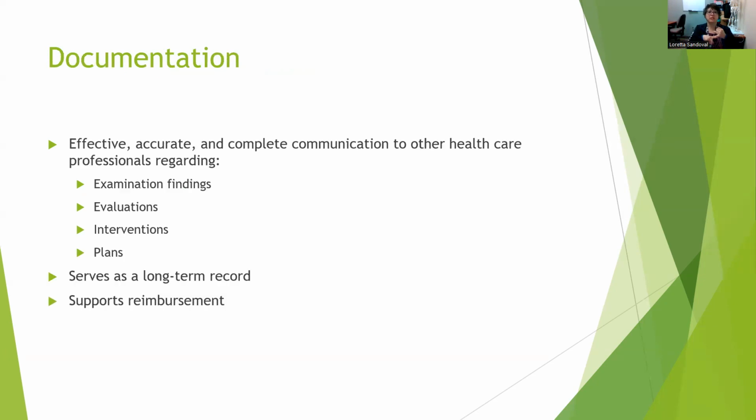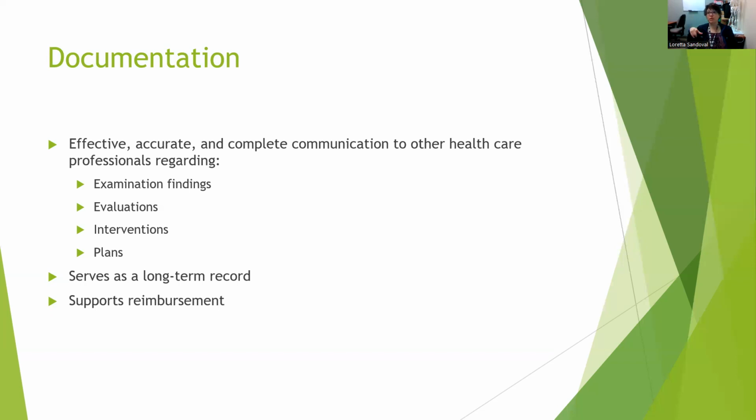We want to document everything we do in therapy. Effective, accurate, and complete documentation is important for communicating with other healthcare professionals. We want to communicate examination findings, evaluations, what interventions we did, what our plans are for the future. And we also want to document how a patient responded to the interventions, whether or not it was effective. The documentation serves as a long-term medical and legal record, and it supports reimbursement.